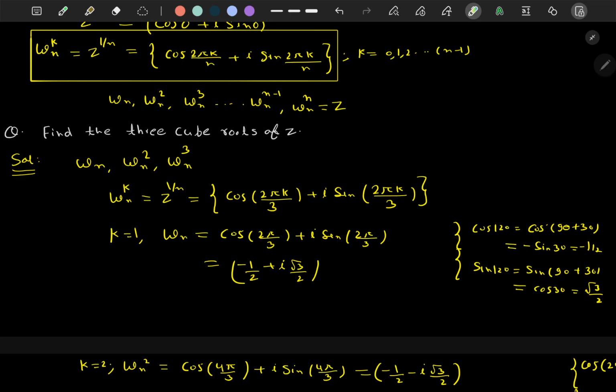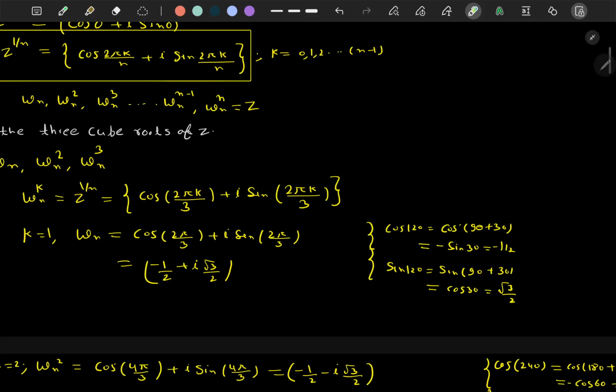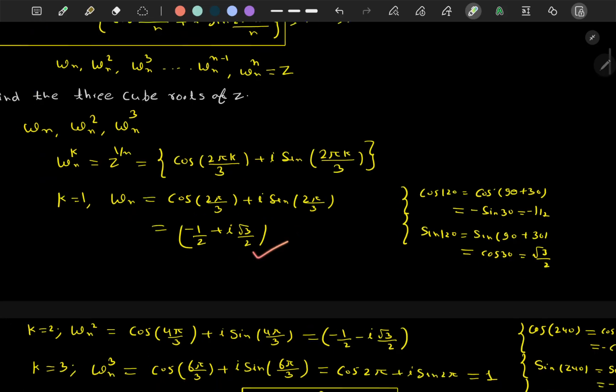So cos 120 equal to minus 1 by 2 plus iota sin 120 equal to root 3 by 2. If you know how to calculate this, it is very good. I am explaining again if you don't know. So cos 120 can be written as cos of 90 plus 30. Cos of 90 plus 30 will be sin 30, but it is in the second quadrant, so it will be negative because here it is cos. So you have minus 1 by 2. And sin 120, sin of 90 plus 30 will be cos 30, and in the second quadrant sin is positive. So cos 30 equal to sin 60, root 3 by 2.